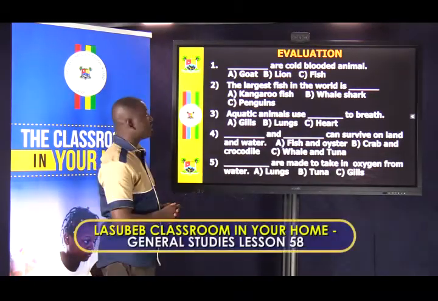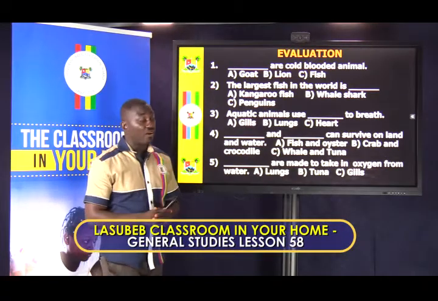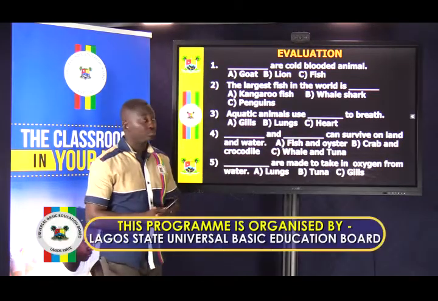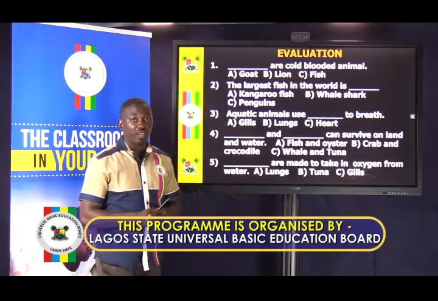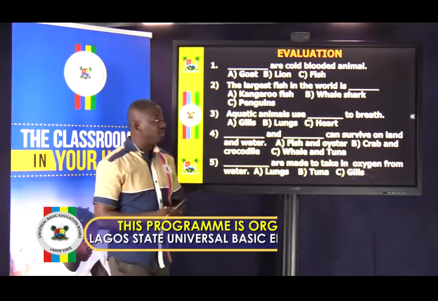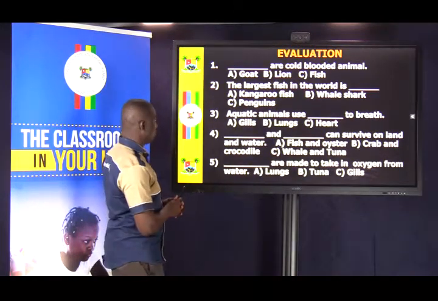Question number 1. Dash a cold-blooded animal. Goat, lion, fish. Please put down your answer quickly. Dash a cold-blooded animal. Is it goat, lion? Okay, fish. Okay, you are done. All right, let's go to the next one.